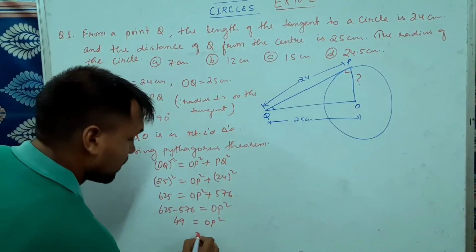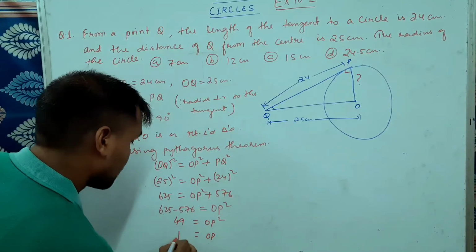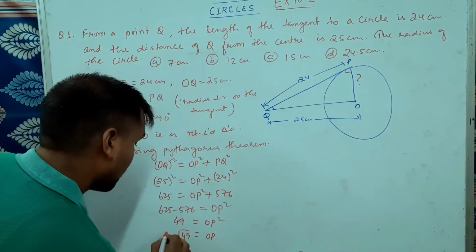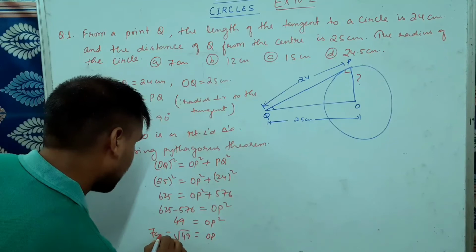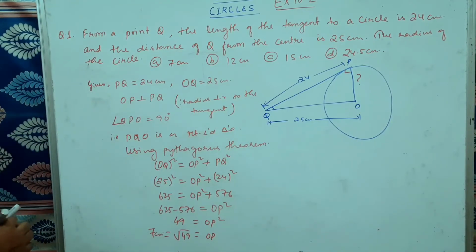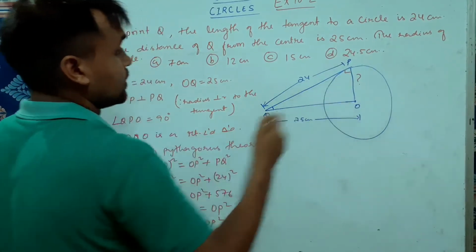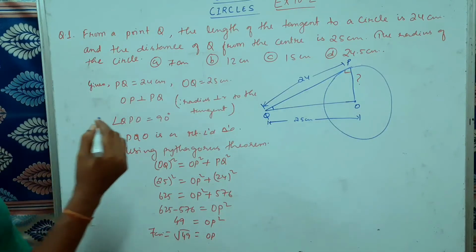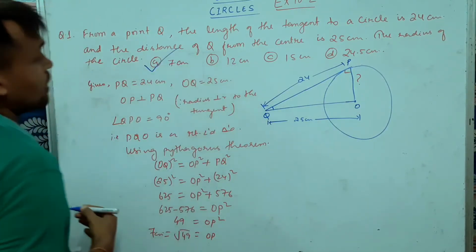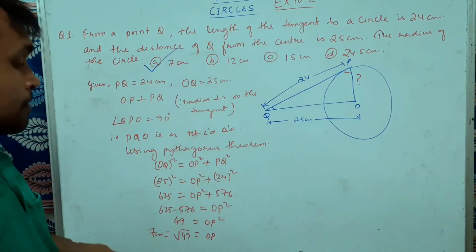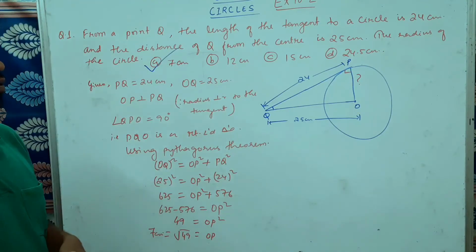Then OP will be equal to what? OP equals root over 49. Root over 49 is equal to how much? 7 centimeters. So we got the value of OP as 7 centimeters. So which option is correct? Option number A is correct. Okay, dear students. Now you can take it down quickly.